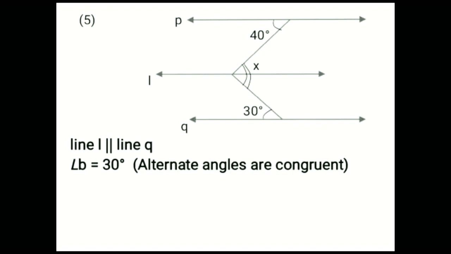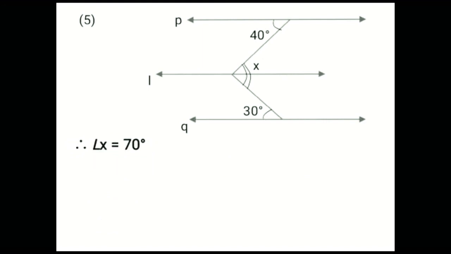And finally you have to add. Angle X is equal to angle A plus angle B, which you got the measure of angle A and angle B. Angle A, how much I got? 40 degree plus angle B is 30 degree. 40 degree plus 30 degree is 70 degree. Therefore, angle X is equal to 70 degree.